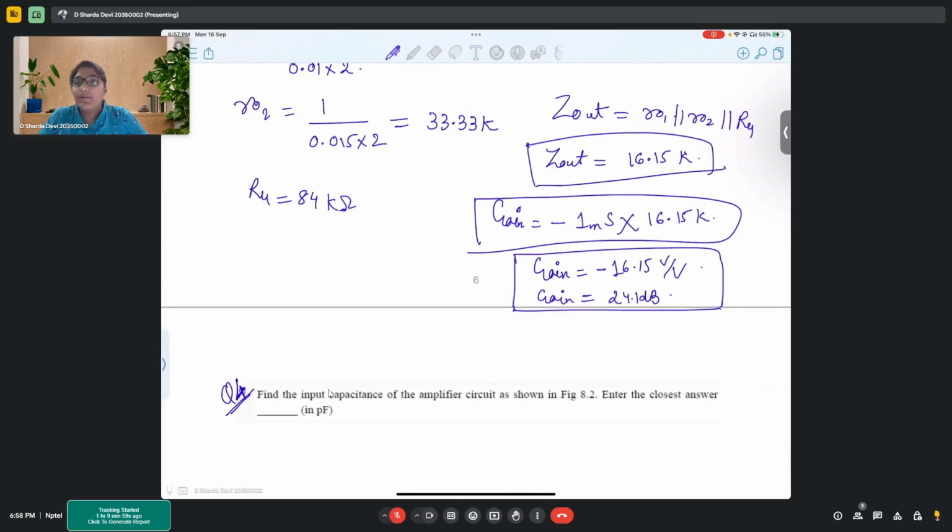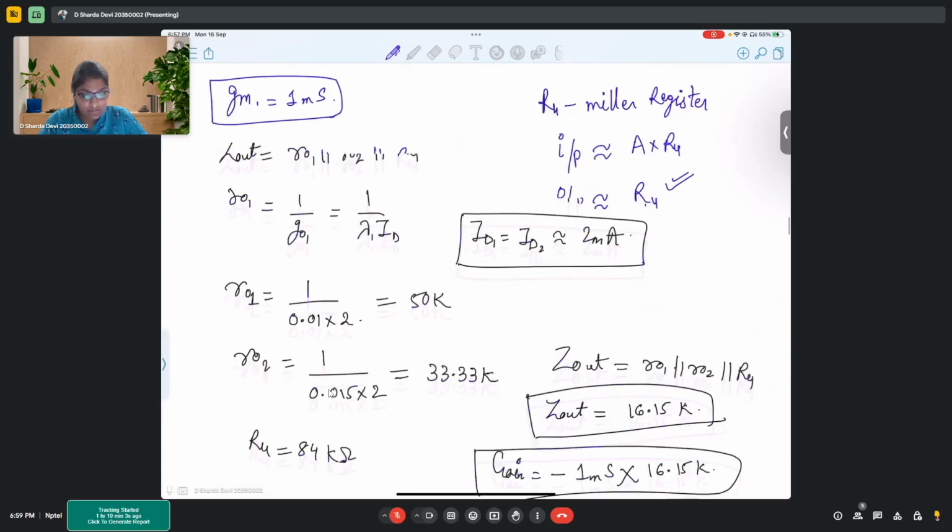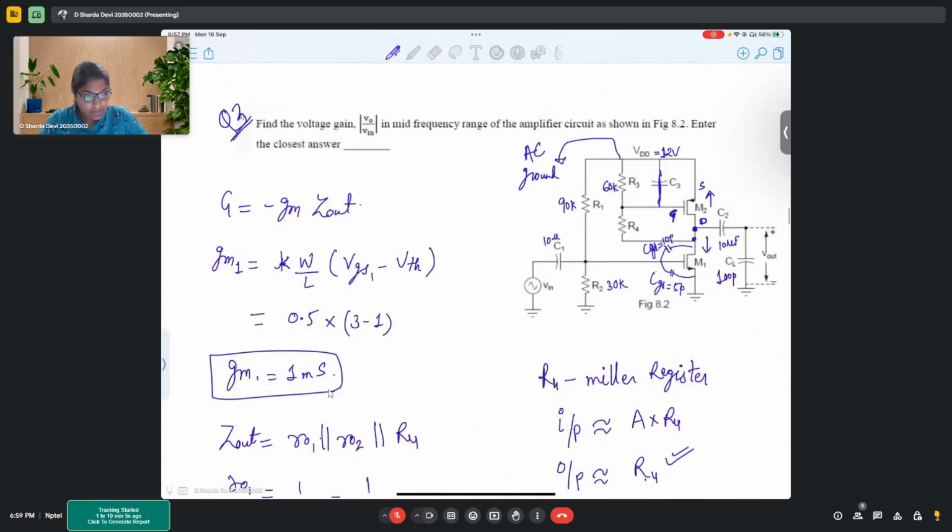For the Miller capacitance which we are considering in this case, what will we consider as the output and what as the input? The drain terminal will be considered the output. Drain is always the output, considering the CS configuration. Yes, for both of them, even for M2 drain is the output. So it's simple.